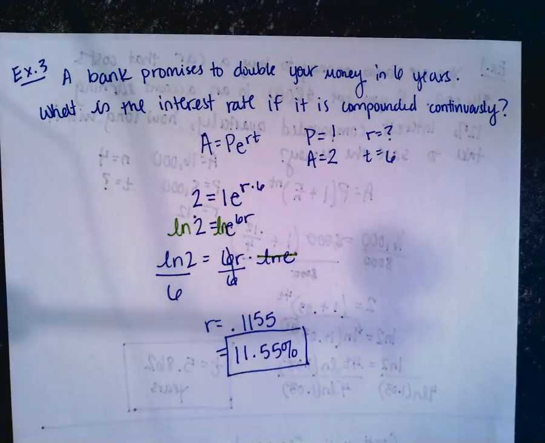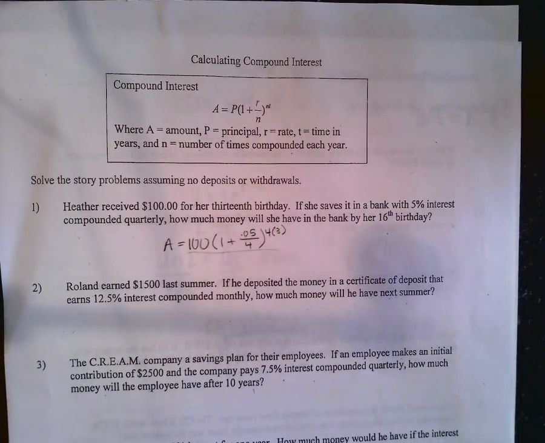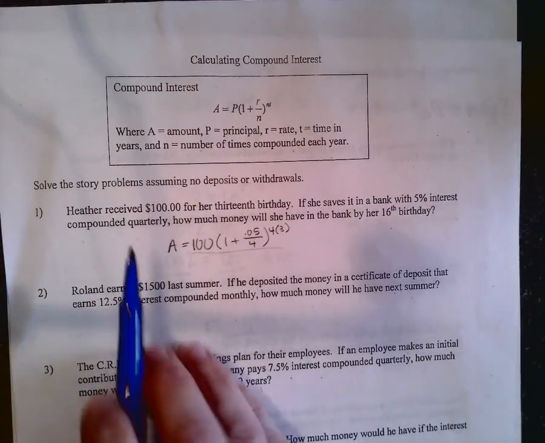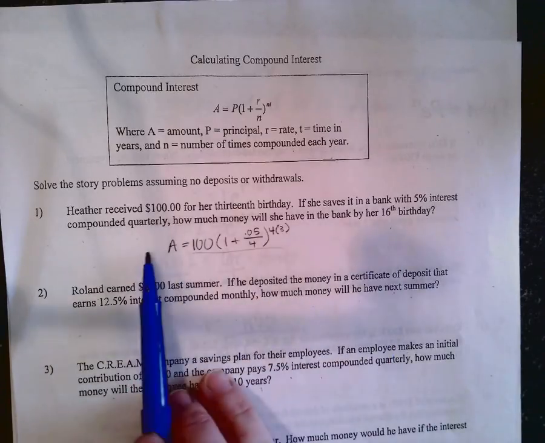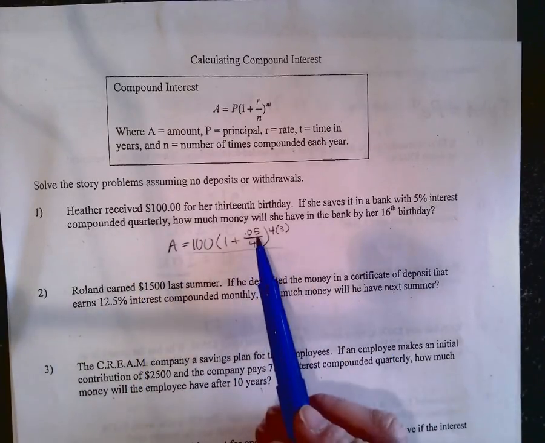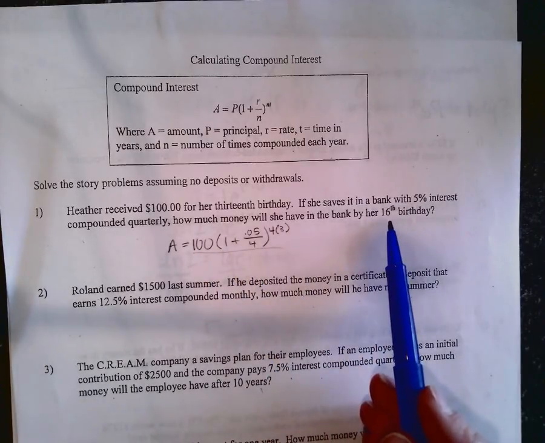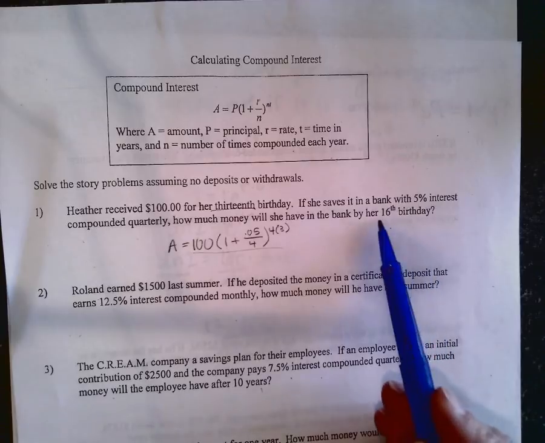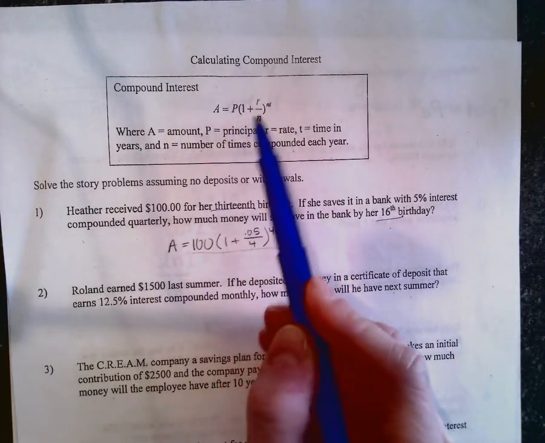And then on the back, it is the compounding interest, different numbers of times in the year. So like the first one, you receive $100. She's saving it with 5% interest, compounded quarterly. So that's where you do the 0.05 over 4. How much money will she have by her 16th birthday? So if she's 13, she's going to 16. That's 3 years away. So I'm using this formula here on the back.